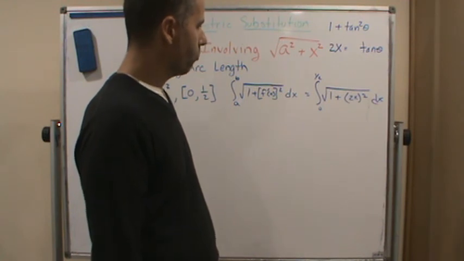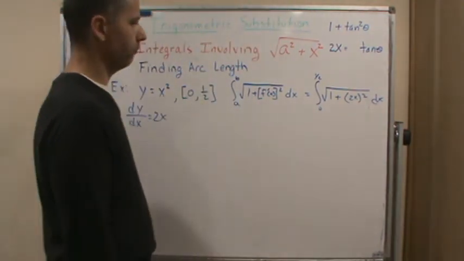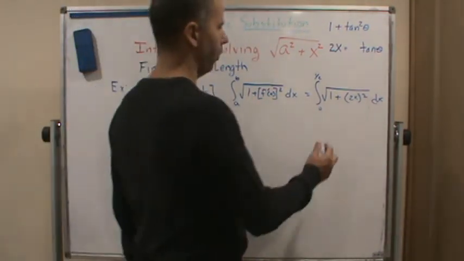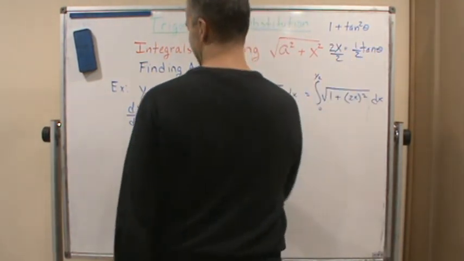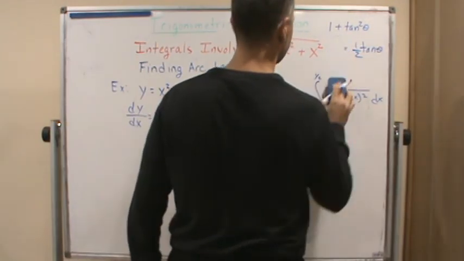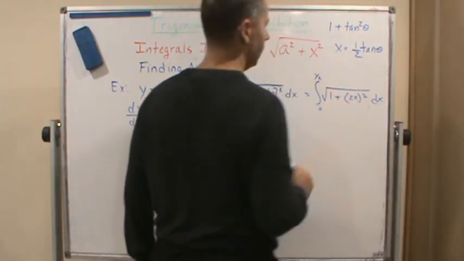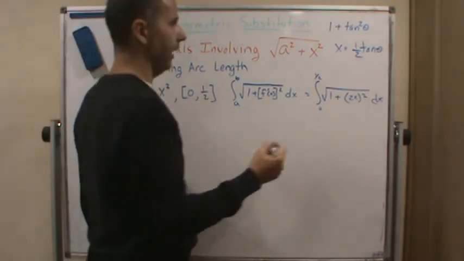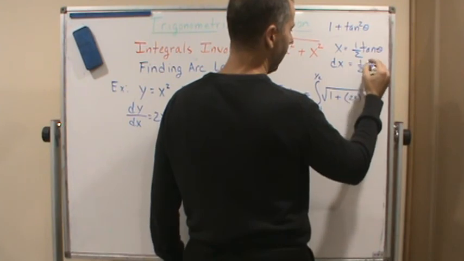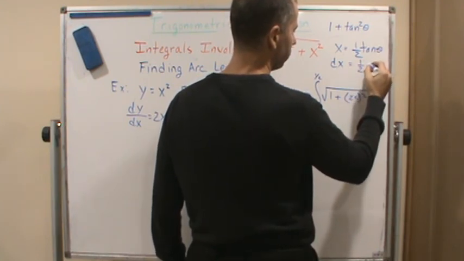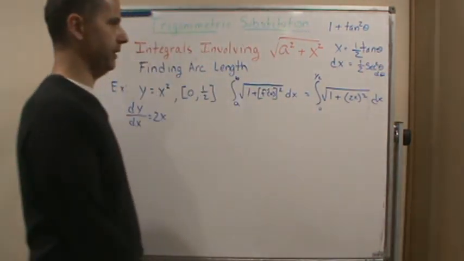Oh, I know why. Because of the dx. Okay, so we'll divide both sides by 2 and make this into x equal to 1/2 tangent theta. And then dx equals 1/2 secant squared theta d theta.